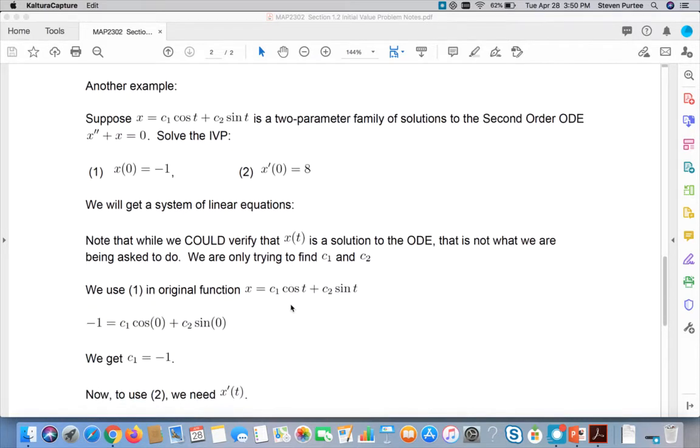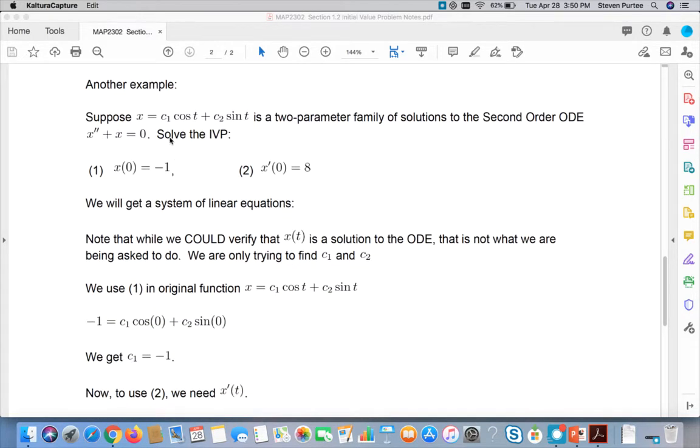Okay, here's another example, a little more complicated. Suppose somebody tells us that this function here is a 2-parameter family of solutions to this ODE. So here our independent variable is t, our dependent variable is x. This is a second order linear differential equation. We're going to solve the initial value problem subject to these two initial conditions. We had a second order DE, so we need two conditions, x at 0 and x prime at 0.